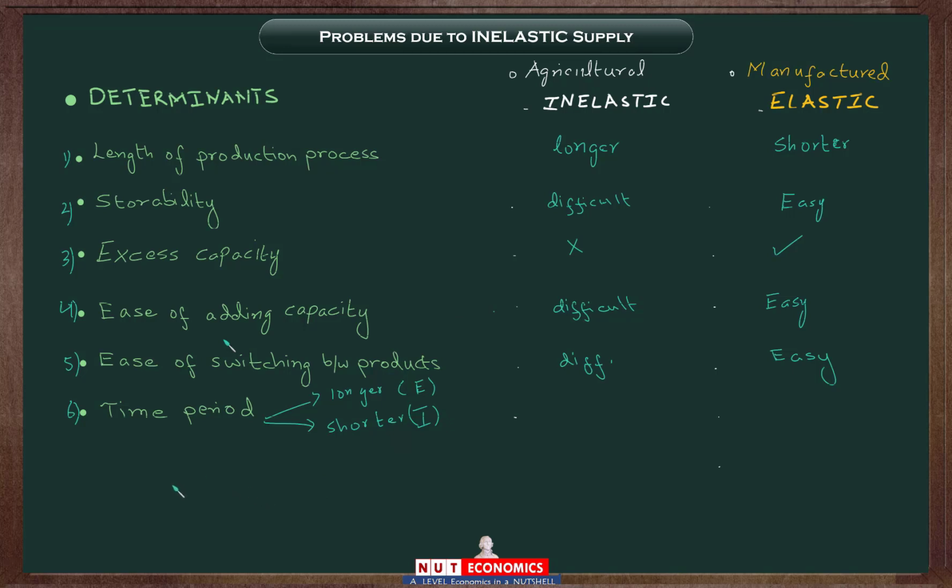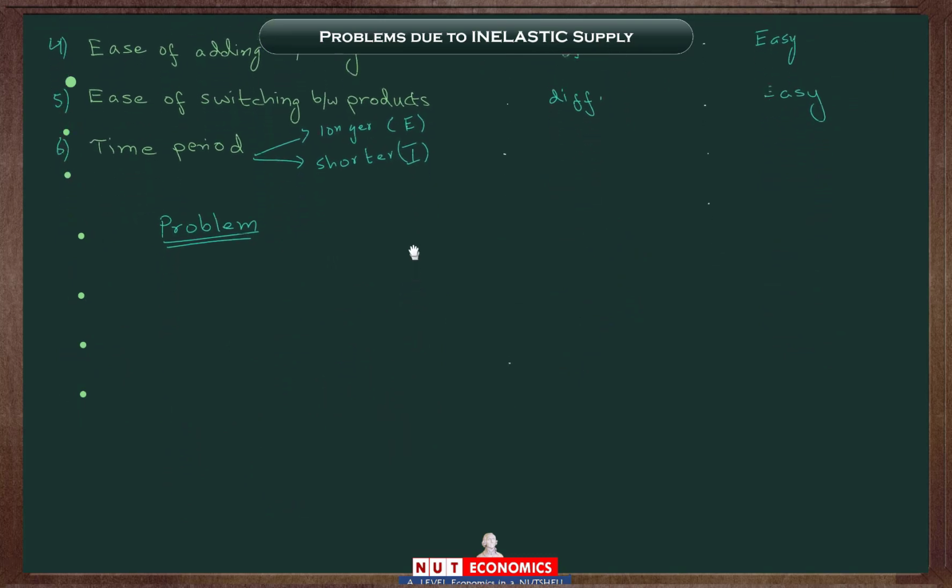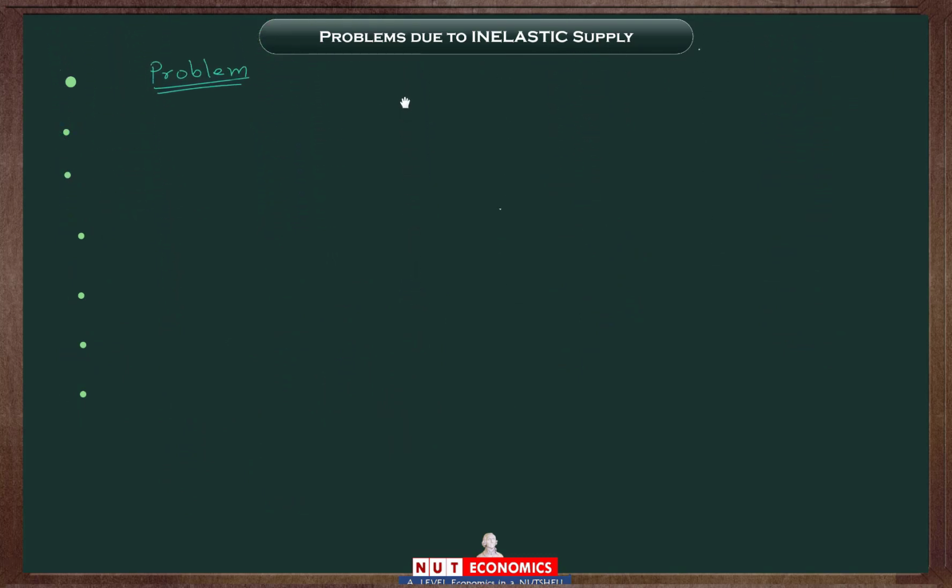And we now want to understand what that problem is. What is the problem that farmers face because the product they are trying to sell has inelastic supply? Let me explain that problem here, and I will then refer back to the understanding we have built about the different determinants.